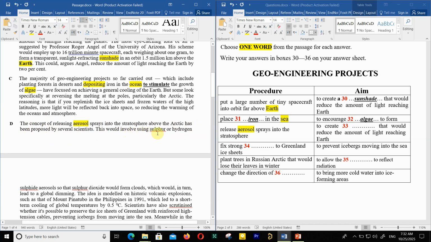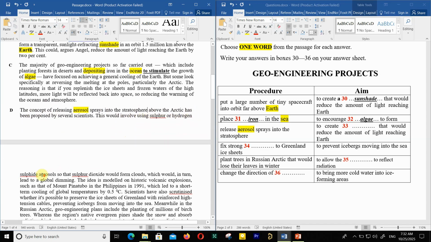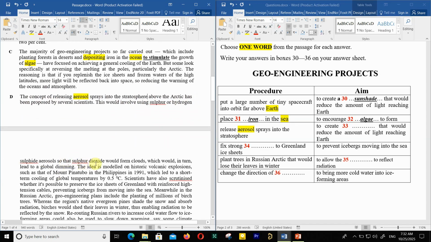This would involve using sulfur or hydrogen sulfide aerosol so that sulfur dioxide would form clouds, which would in turn lead to a global dimming. Global dimming means reducing. Here it says reduce the amount of light reaching Earth. So to create what? To create clouds. You can just copy and paste clouds.